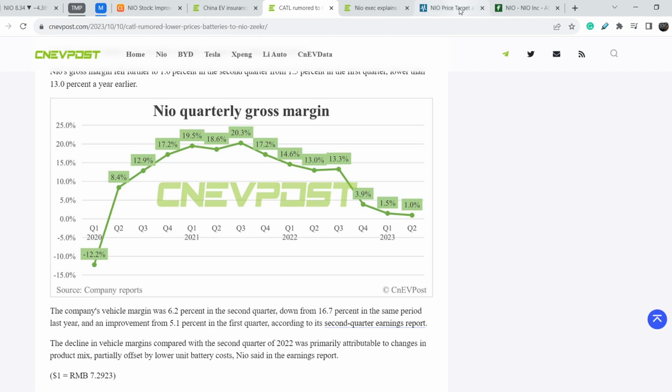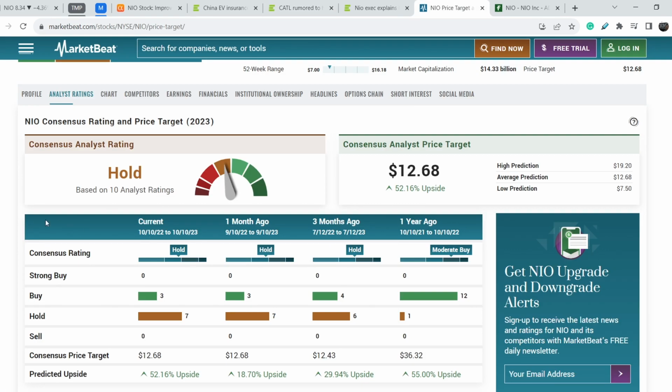On top of that, let me show you the consensus analyst price target. It is still quite high at $12.68, which implies about 52.16% of upside potential from current levels.